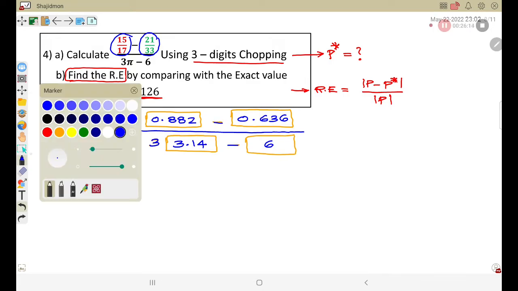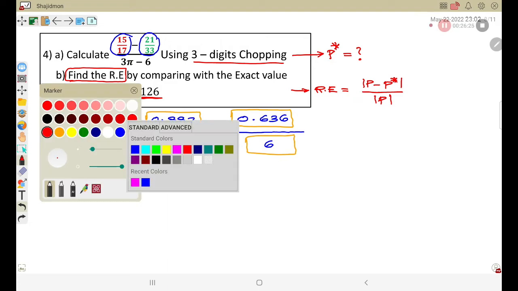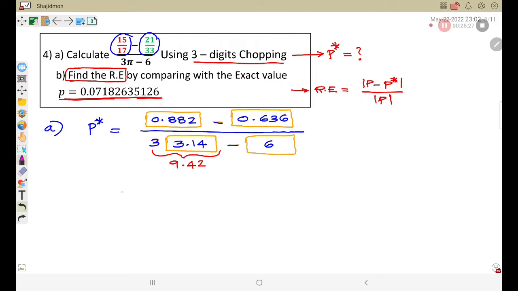Clear? Now before going to the next step, you can check this number, 3 multiplied by 3.14. It is 9.42. Okay, now simplify again. The top term first, you will get 0.246, because 0.882 minus 0.636 is 0.246. Now simplify the bottom term, 9.42 minus 6.